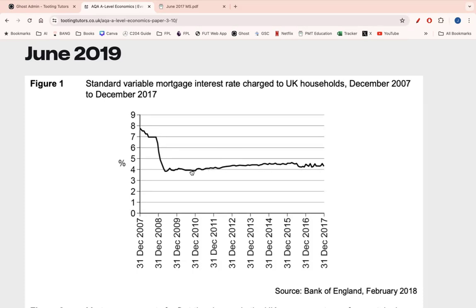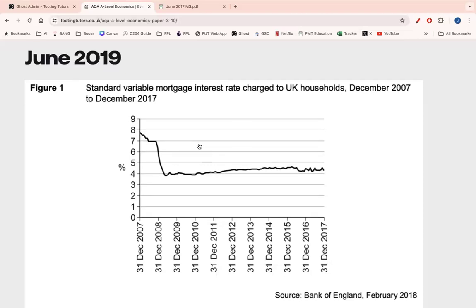In fact, they've gone up from mid 2008 to 2017. So houses have not become more affordable since mid 2008, or 2009 actually. One more limitation you could make is just that interest rates alone do not signify whether houses are more affordable because the house price is the most important factor.